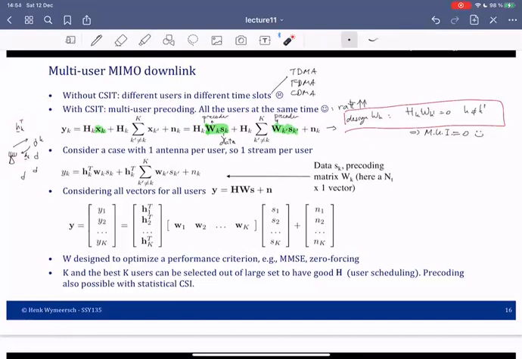So with this in mind, what will then be the signal seen by the kth user? The user has only one antenna, so it just observes a scalar. It will be the kth user's channel, h_k transposed, times its precoder. The precoder will be a vector times the signal for that user. And then in addition, you have the kth user's channel times the precoded signals for all of the other users.